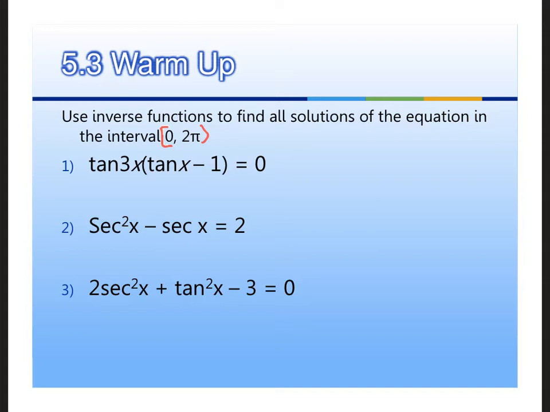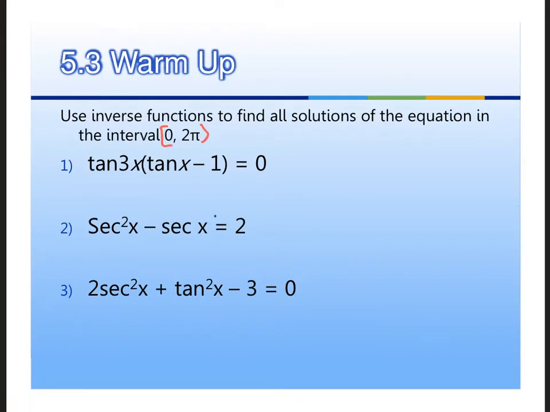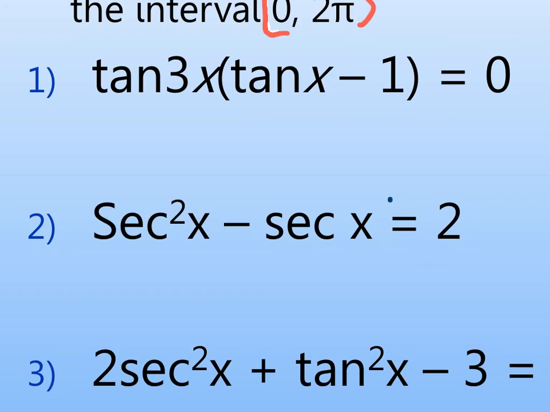So obviously, first we're going to start by either solving them, factoring them, whatever we need to do. Number one is already done for you. It's already factored for you. So you would just split this and set them each equal to 0. And I would get tangent of 3x equals 0. And I would get tangent of x equals 1.